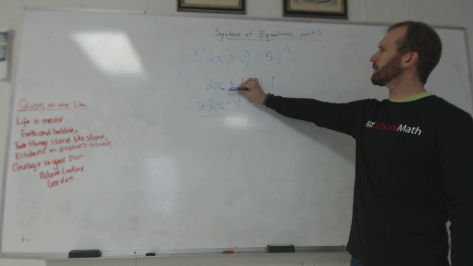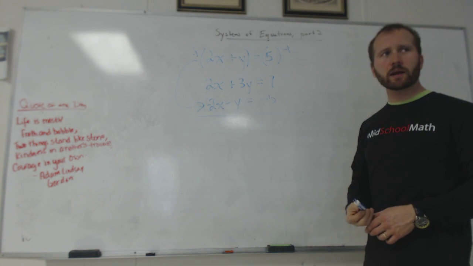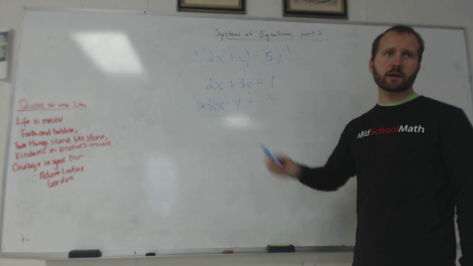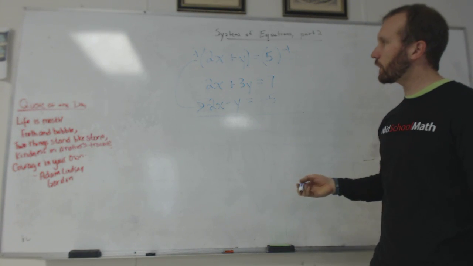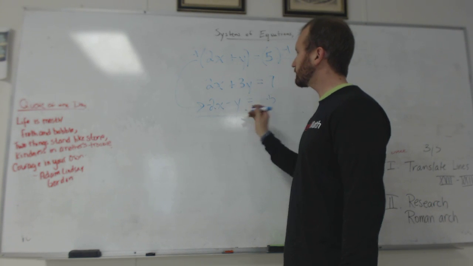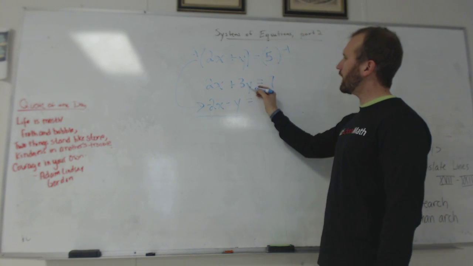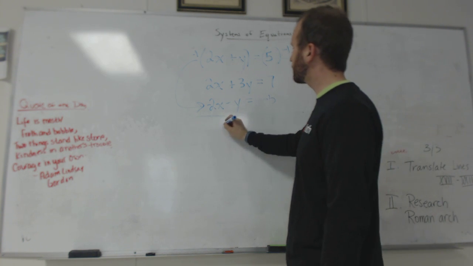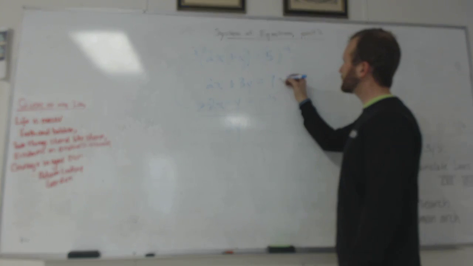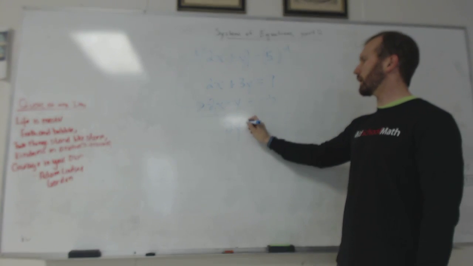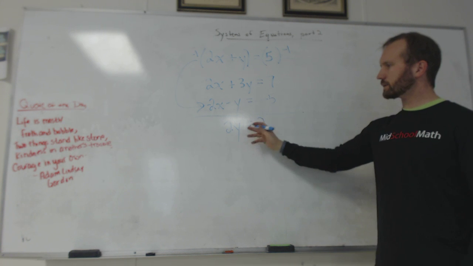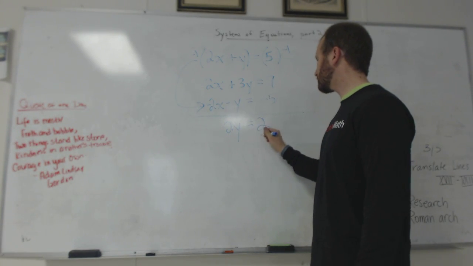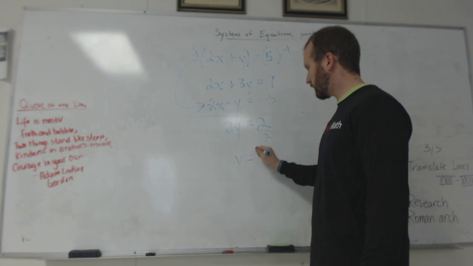So what happens if I add this equation and this equation together? What do I get? The 2x and the minus 2x cancel out. There's no x's left. Awesome. The 3y and the minus y gives me what? 2y. And the 7 and the minus 5 gives me what? 2. How would I solve 2y equals 2? Divide by 2. So y equals 1.